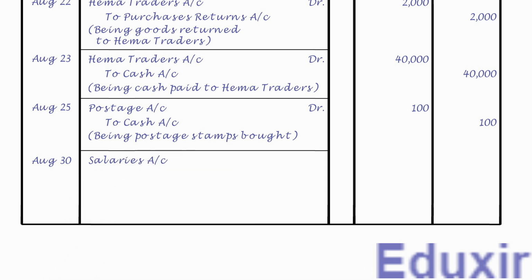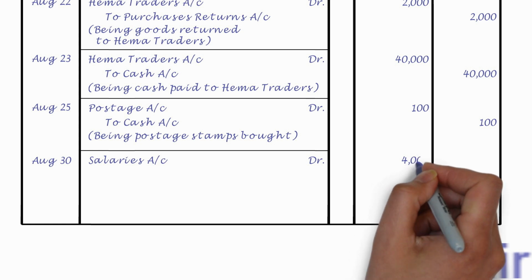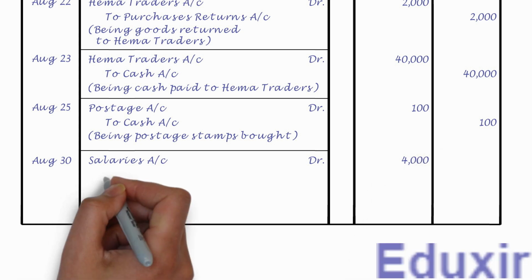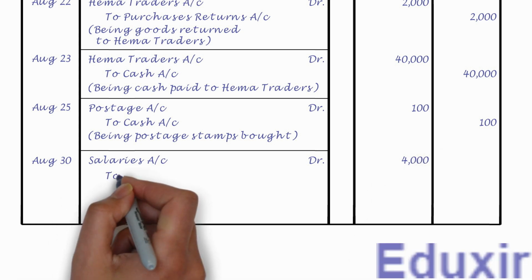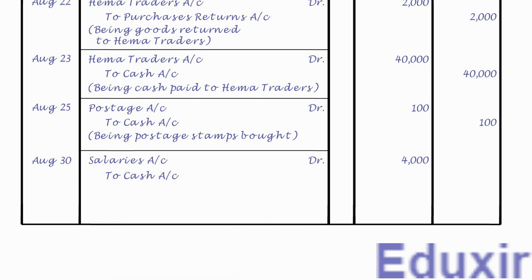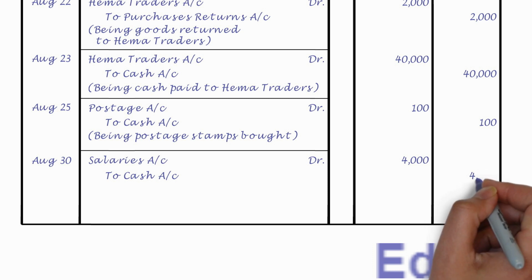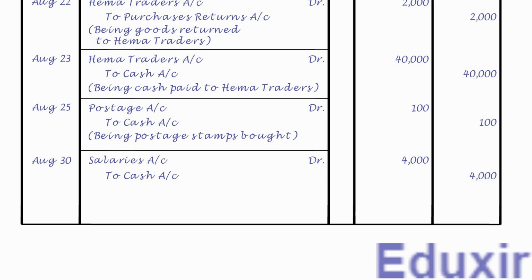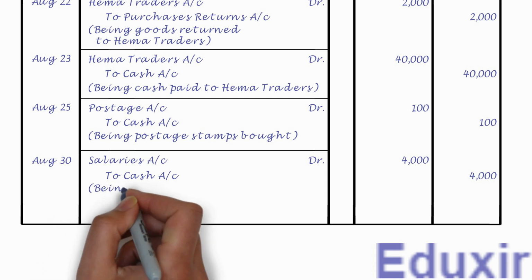Let us also record the text DR to indicate that this is a debit entry. Let us also write the debit amount of 4000 rupees into the debit amount column. Leaving a margin, let us now record the cash account as the credit entry. Let us also record the credit amount of 4000 rupees into the credit amount column. Let us now record the narration or description of this transaction, that is, being salary paid to Rishabh.